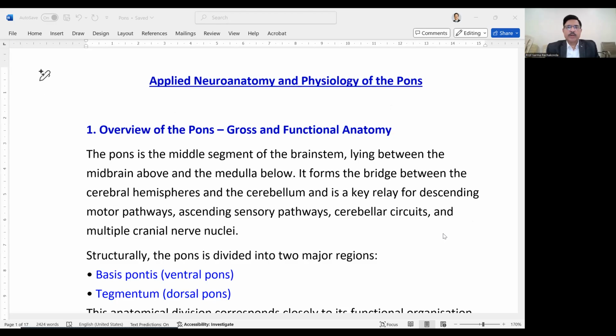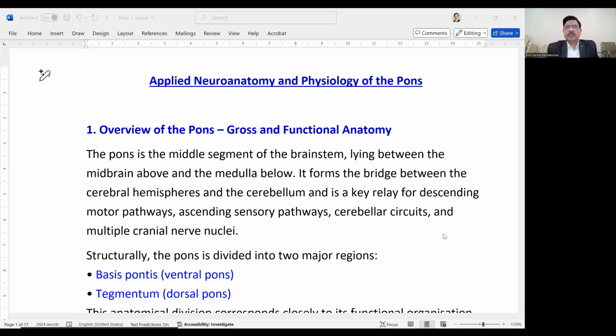So, the overview of the pons and gross functional anatomy. The pons is the middle segment of the brain stem. There are three: midbrain, pons, and medulla. This is the middle part of the brain stem, lying between the midbrain above and the medulla below. Above the midbrain is the thalamus and below is the pons. Here the midbrain is above and the medulla is in the lower part. In between is the pons. It forms the bridge between the cerebral hemispheres and the cerebellum.